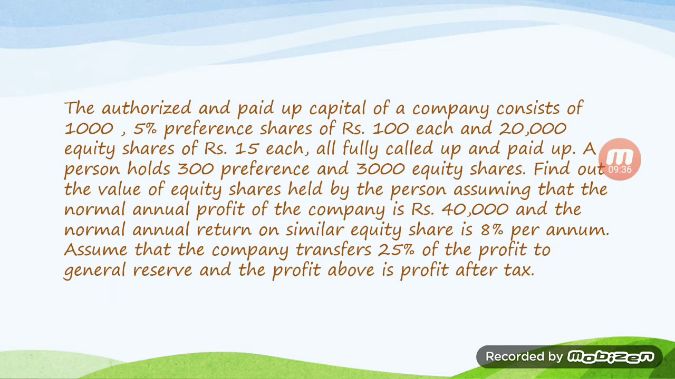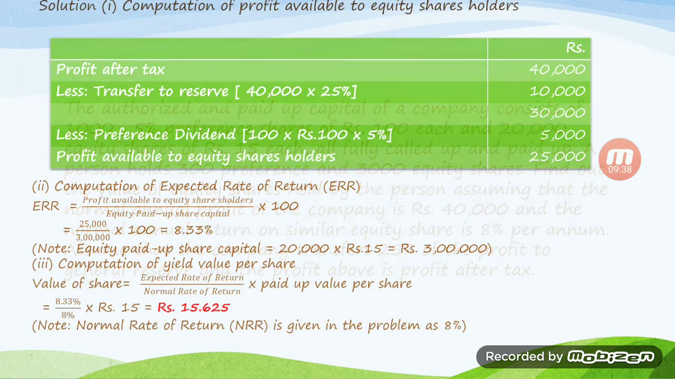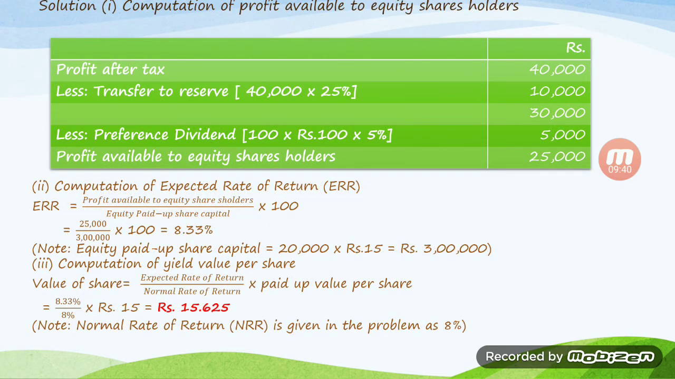So start the problem with profit after tax 40,000, from which the amount transferred to reserve is to be deducted. 25% on 40,000 is to be deducted, that is 10,000. We will get 30,000, from which the dividend payable to preference shareholders, that is 100 shares into rupees 100 into 5%, 5,000 will be the preference dividend. After deducting that 5,000, the profit available to equity shareholders will become 25,000.